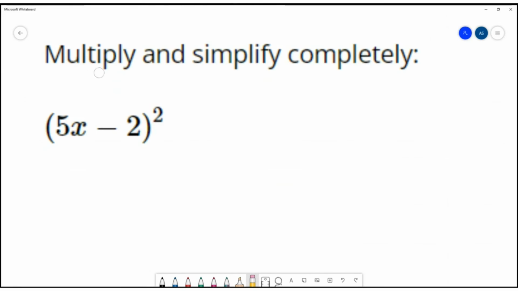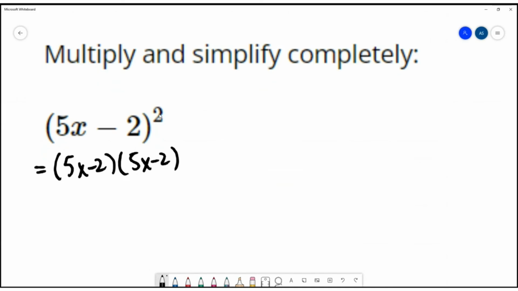On this example, we want to multiply and simplify completely. We have 5x minus 2 squared. And on this example, it's very tempting to apply the square to the individual terms. But we're not allowed to do that because of this minus sign. The correct way to work it out would be 5x minus 2 times 5x minus 2.